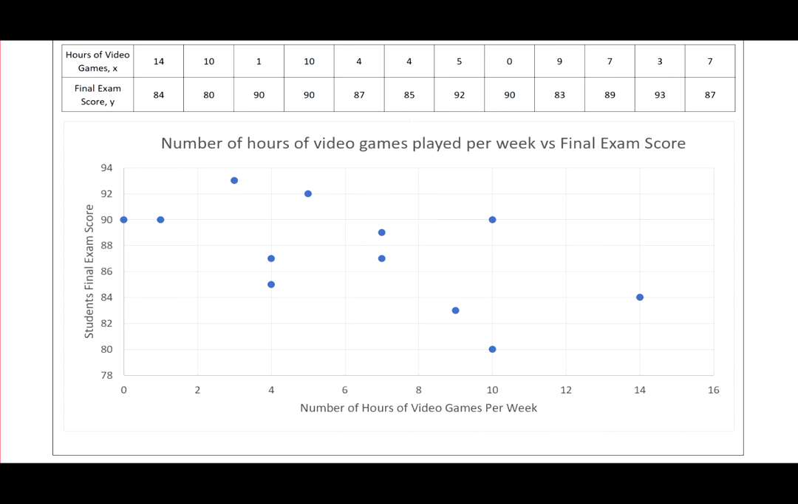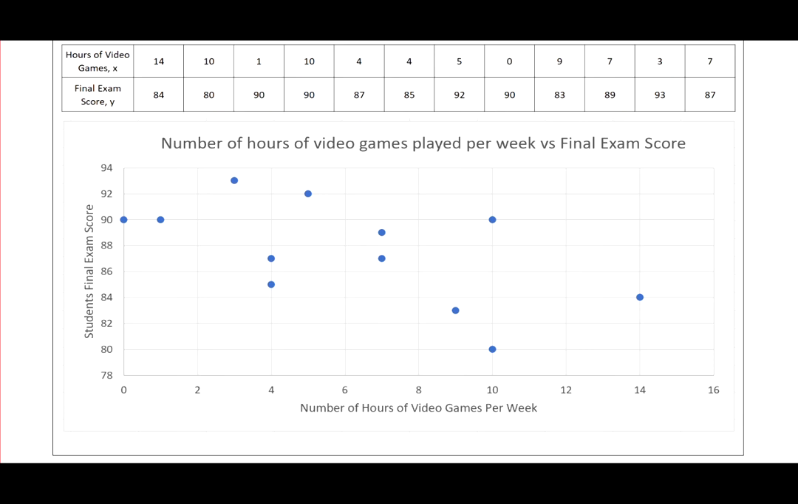Direction has to do with the slope. You can see that as the number of hours of video games per week increases, so as we move right along the horizontal axis, the points in the scatter plot are becoming lower in general. There's this general downward trend. A downward trend like this means that the direction is negative.